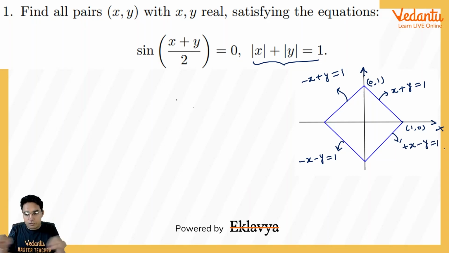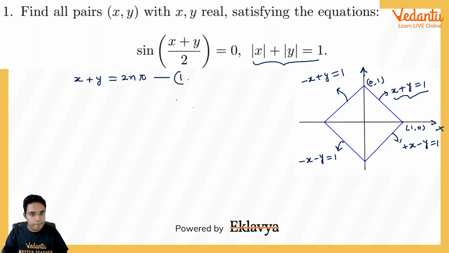If we draw all these four lines, we get this square, taking into consideration that the graph x + y = 1 is valid only in the first quadrant. Similarly, this portion is valid in the second quadrant, this portion in the third, and this in the fourth quadrant. Now, as I did in our previous slide, x + y will be equal to an even multiple of pi. So this will be equal to 0, 2 pi and so on, or -2 pi, -4 pi and so on, depending upon what value of n we are taking.